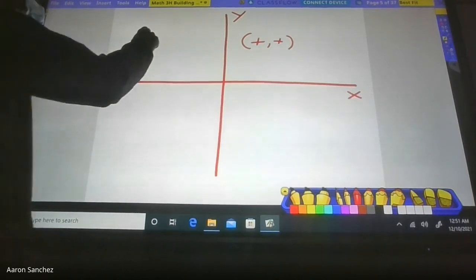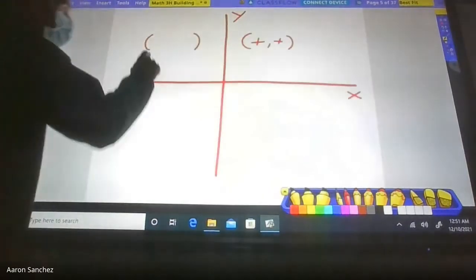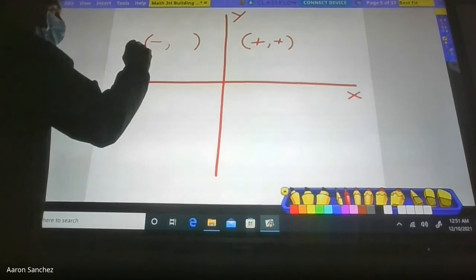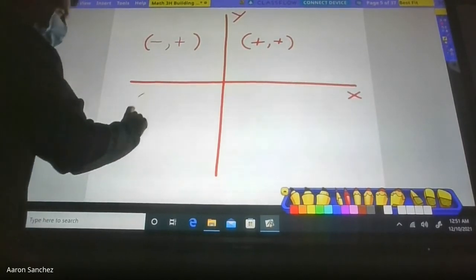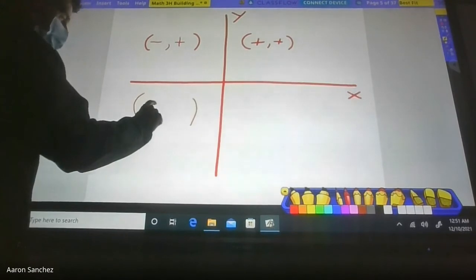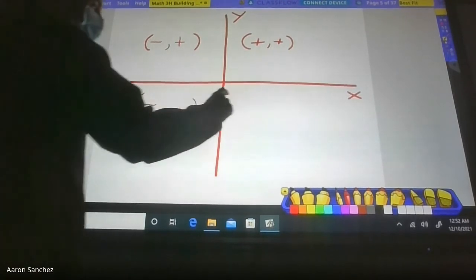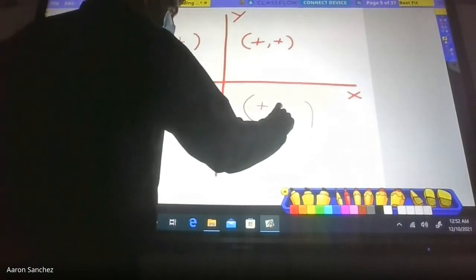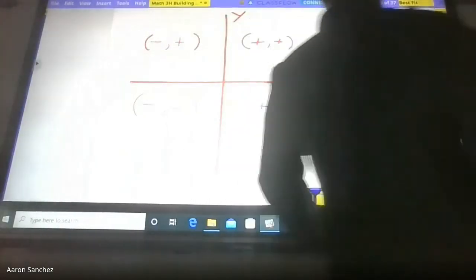How about here? What's my x and what's my y going to be? Negative x. What about the y? Positive. Positive y. Got it? How about here? Negative x, negative y. Right? How about here? Positive x, negative y. And so those are the coordinates.